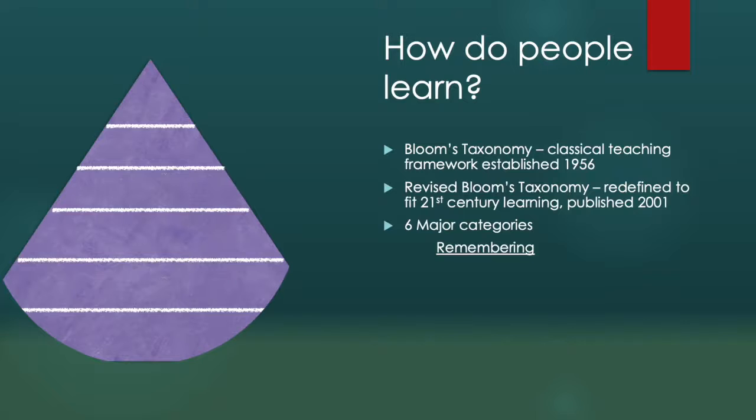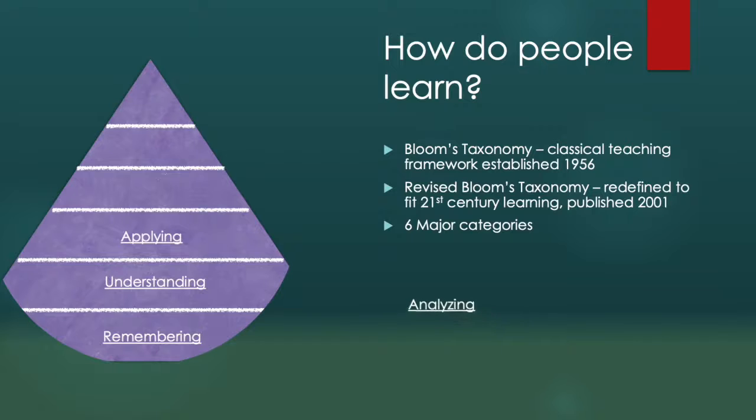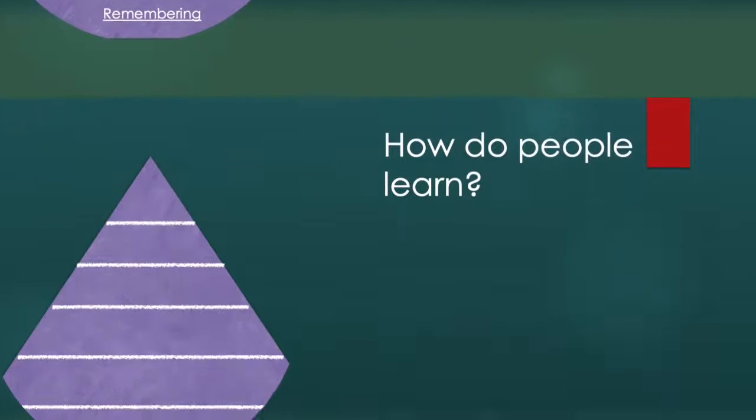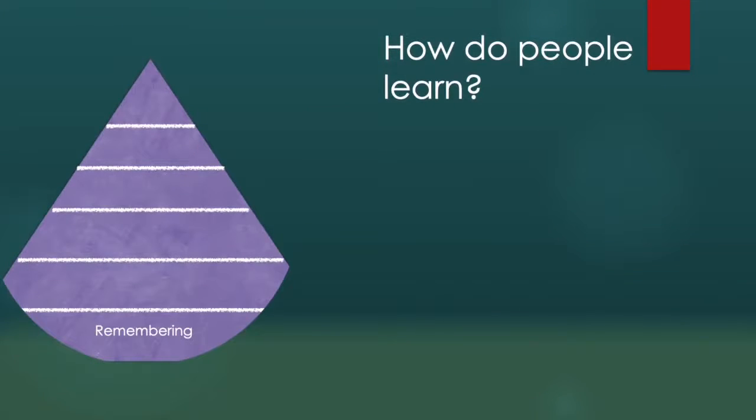Remembering as the lowest cognitive skill, understanding, applying, analyzing, evaluating, and topped off with creating as the highest order cognitive skill in this taxonomy. Let's explore these six categories closer.